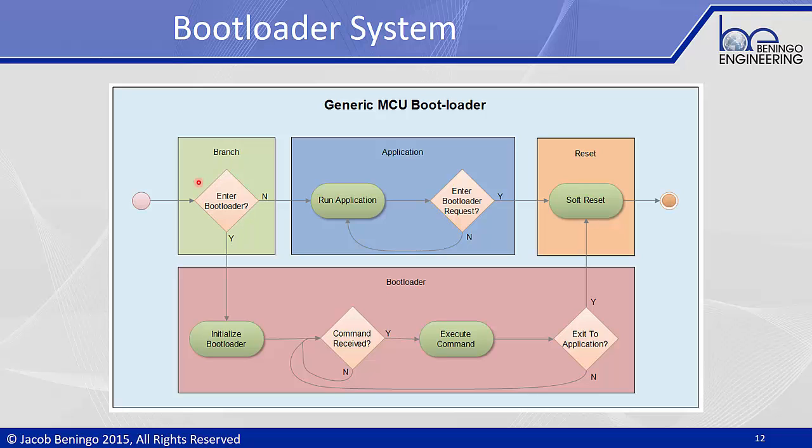So basically what we end up with is 4 primary areas of our bootloader. We have decision-making code here at the beginning. We have our application code. We then have bootloader code. And then finally some code that's associated with resetting our embedded system.